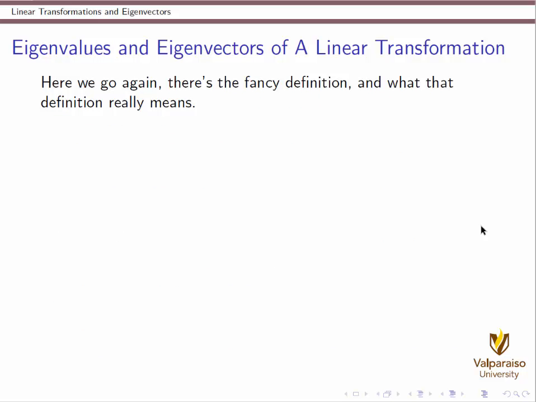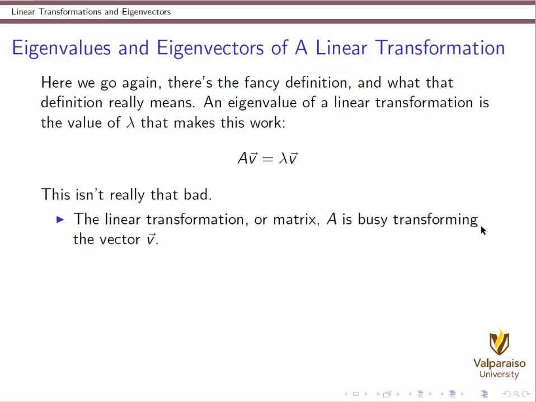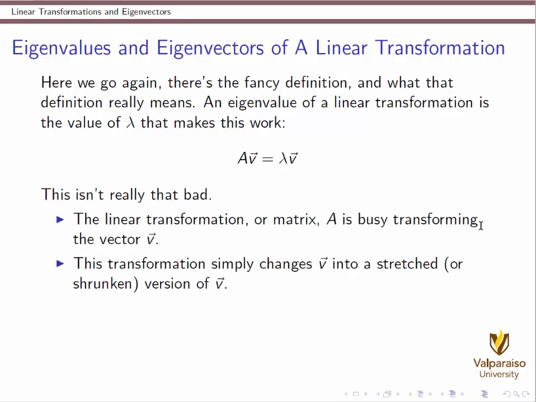Now, what are these eigenvalues and eigenvectors? Well, eigen is German for distinctive, and so we're looking for distinctive values and distinctive vectors. So vectors and values that are special in some particular sense, and here's what we're looking for. We are going to look for scalar values lambda and vectors v that, when coupled with a square matrix A, make this happen. In other words, A is trying to transform the vector v. Well, what happens to v? All it does is it changes v into a stretched, shrunken, reversed version of itself.